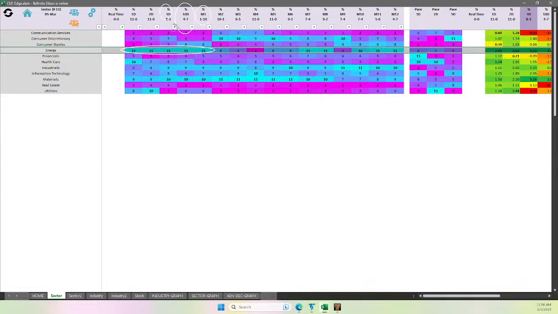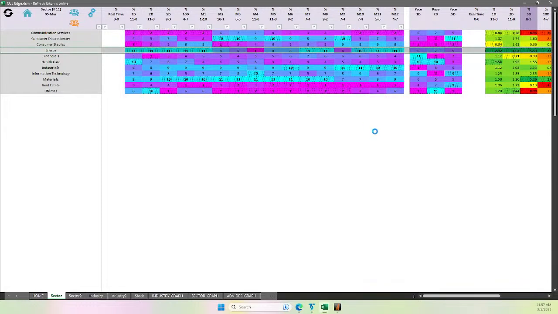1 month, 10 day, 5 day, 2 day, 1 day. So this is strong. It's not a turnaround case. Relatively speaking, energy is the strongest. This is showing relative score, so relatively it is still the strongest.